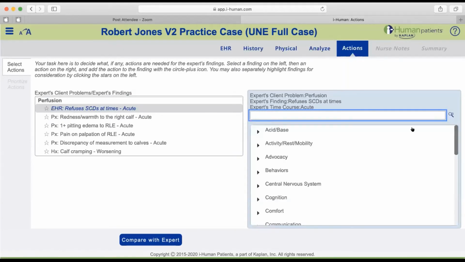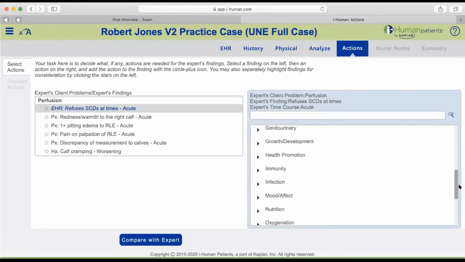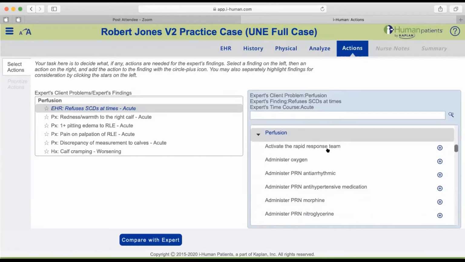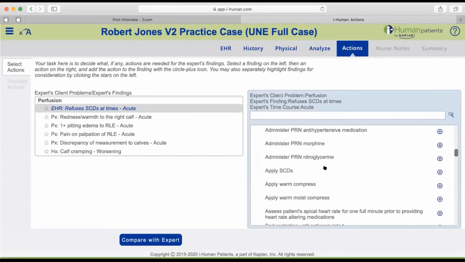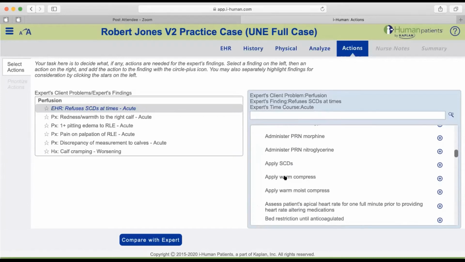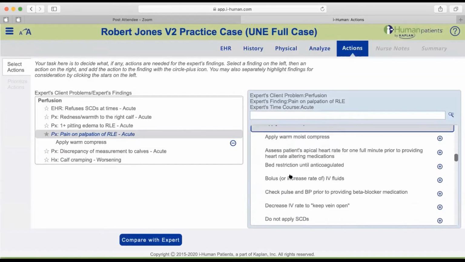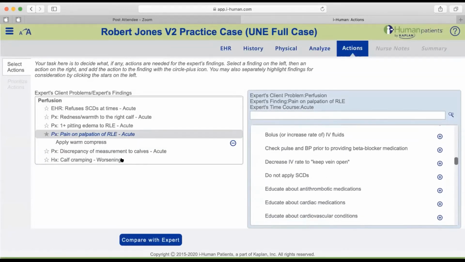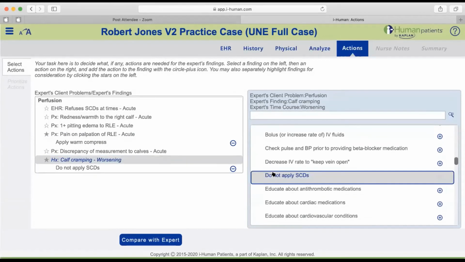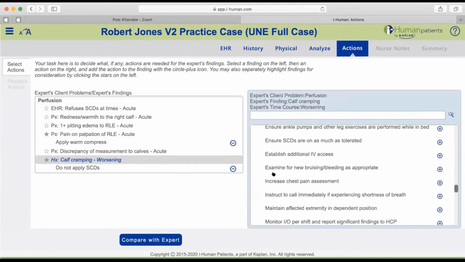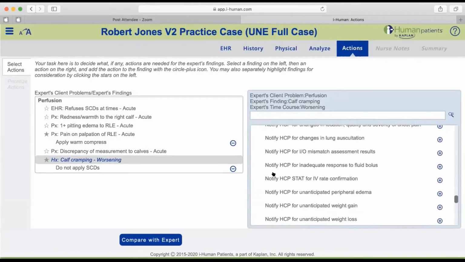Or if they need a little bit more help, we can simply go down to perfusion, that's our area, and maybe we read through these and consider what would be appropriate. So apply the SCDs, apply a warm compress. Your student might say, okay, well, there is pain with palpation. Maybe I need to put on a warm compress, right? And they'll get feedback, is this right or wrong? I have calf cramping. Oh, I should not apply the SCDs. They can educate, they can notify the provider. And so it is important that your students really look at each of these.